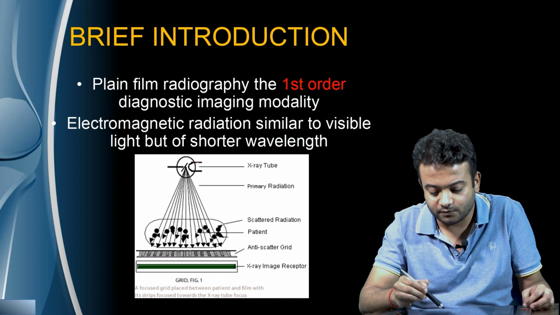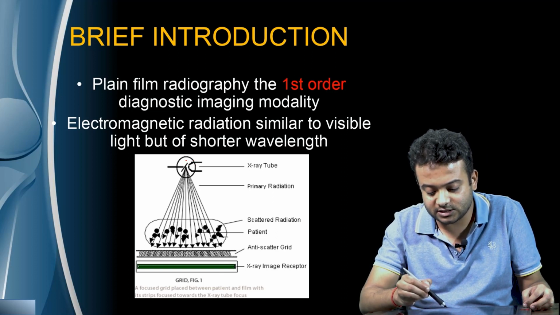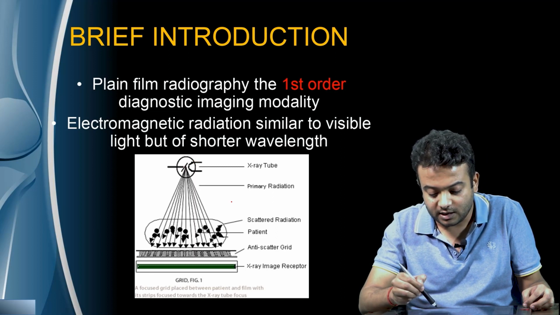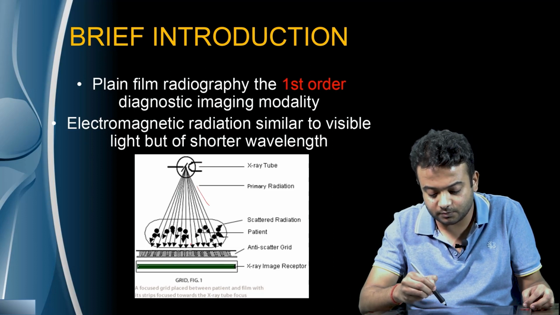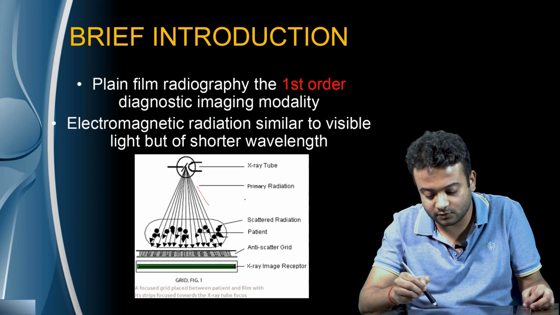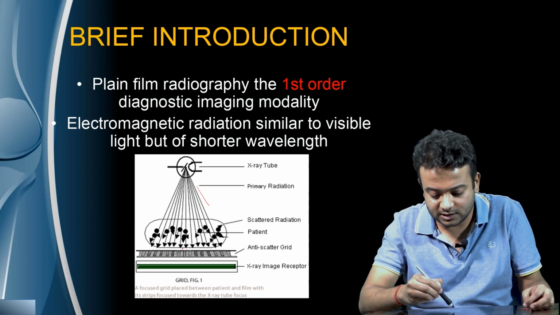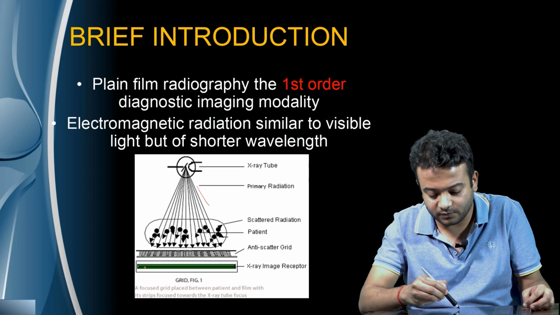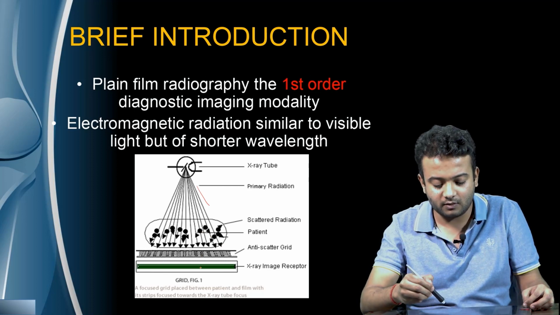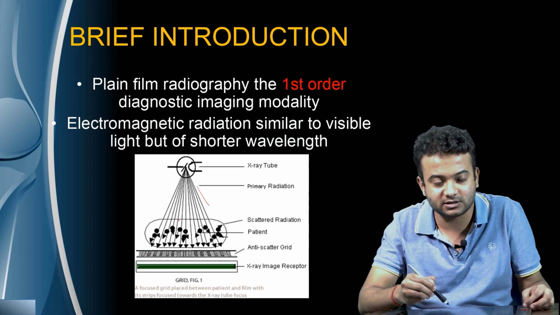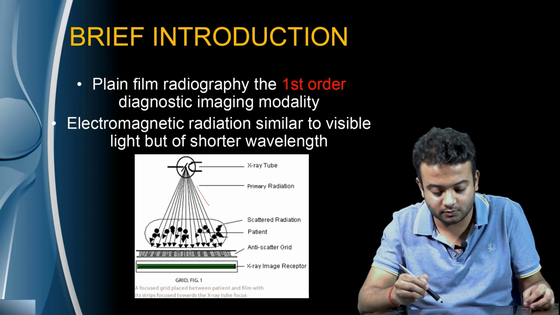So here you can see the X-ray. There is an X-ray tube which has an anode and a cathode, and the X-rays are emitted from the cathode towards the anode. There are primary radiations going towards the patient, and there are even scattered radiations emanating from the patient, as well as an anti-scatter grid, and the last is the image receptor, where further interaction can occur. We will not be discussing all these interactions in this session.